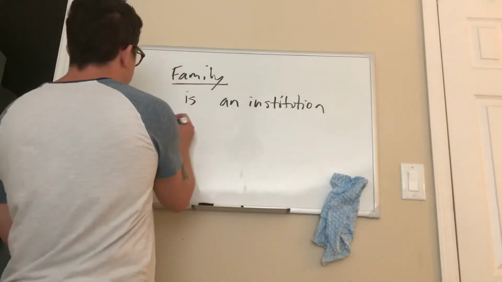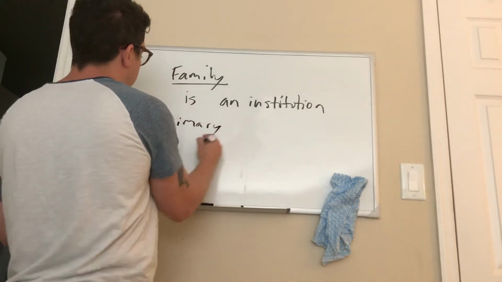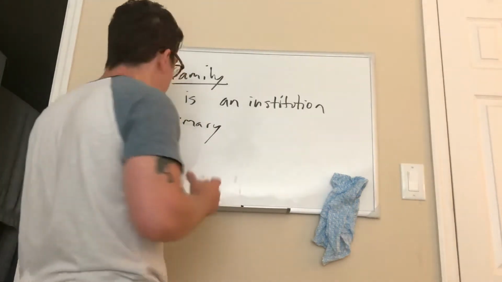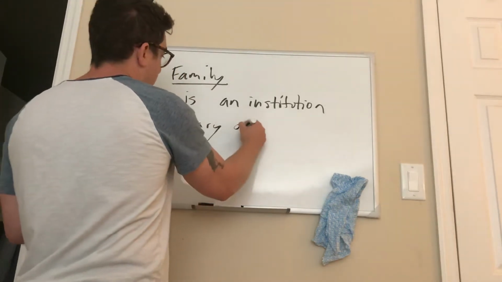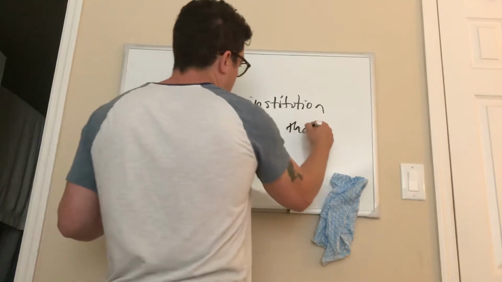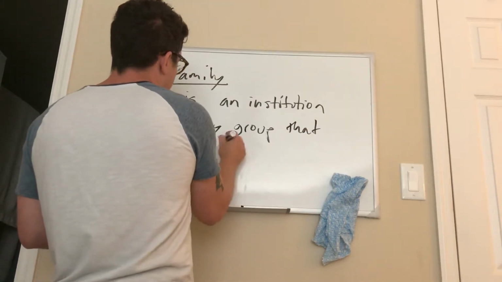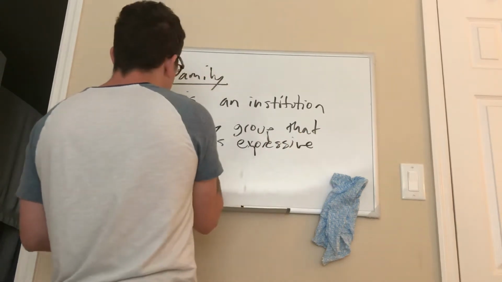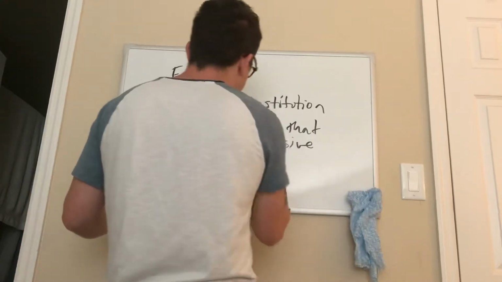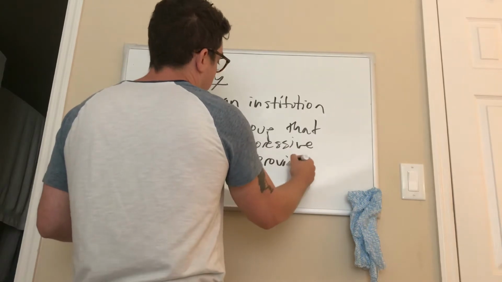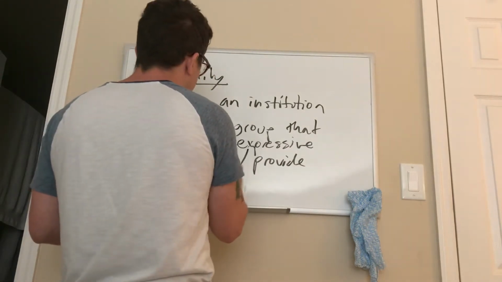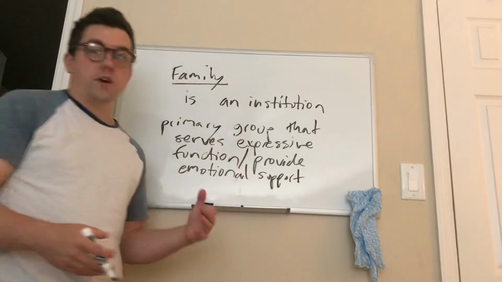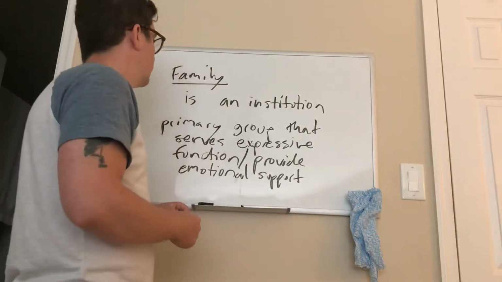Another way of talking about family is as a primary group. It's kind of a smaller group where you engage in face-to-face interaction with this group over the long term, every day, right? So a primary group that serves an expressive function. And what that means is that families provide an emotional support system. So expressive, emotional. Serving an expressive function means that these families provide for our emotional needs, right? Or provide an emotional support system.